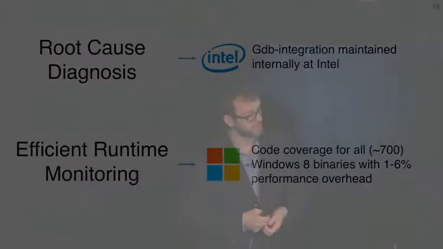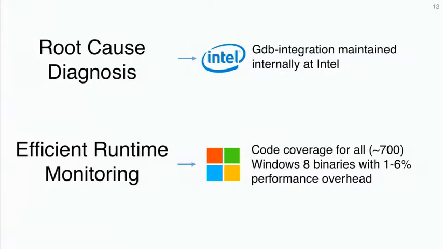Also, while I was working at Microsoft Research in 2013, I used this efficient runtime monitoring infrastructure that I designed to build a code coverage tool for Windows. And this code coverage tool was very efficient in that with our test with all Windows 8 system binaries, so that's almost 700 binaries, it incurred really small overheads of 1 to 6%. And thanks to these advantages, after I left, this line of work was also continued within Microsoft. And you know, last time I heard it was still being worked on. But you know, I haven't kept up with the more recent developments in the last 6 months or so.